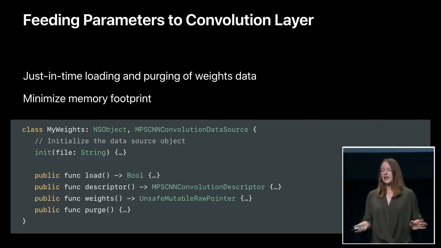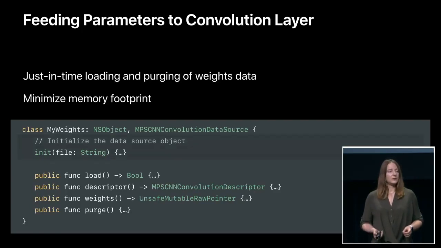So the idea is that the weights for your entire network do not have to be loaded in memory all at the same time. They also do not have to be loaded in advance. To help minimize the memory footprint, when we initialize the graph and we process a particular convolution layer, we load the weights for that convolution layer, and then we purge them before we move on to the next convolution layer.